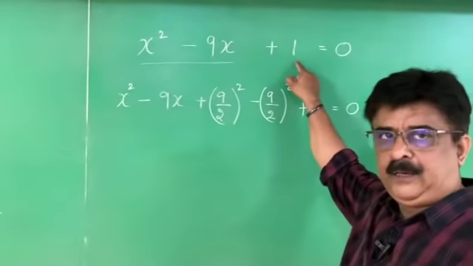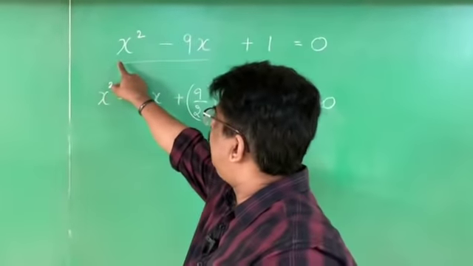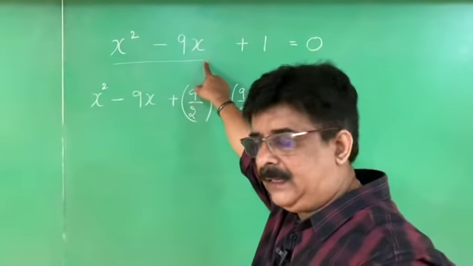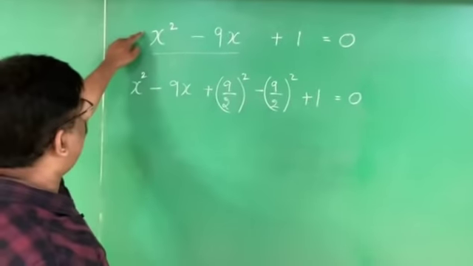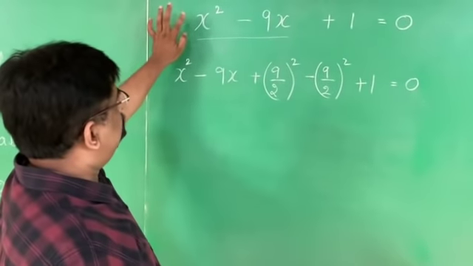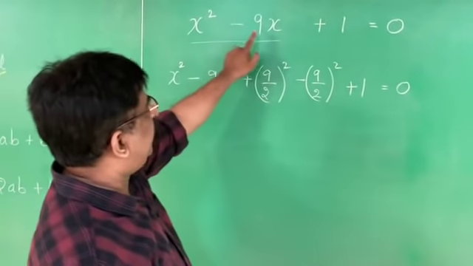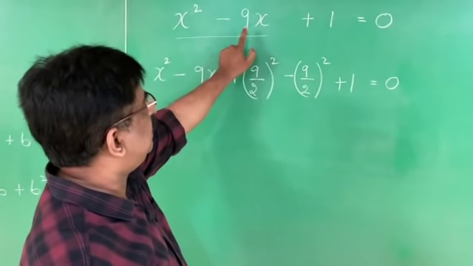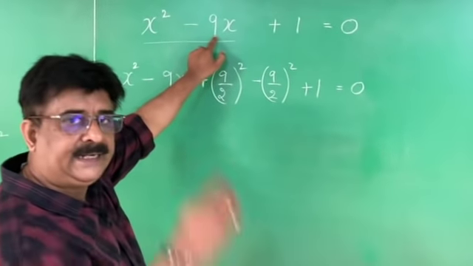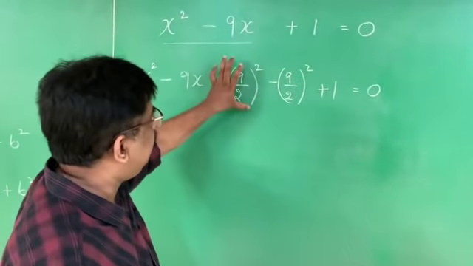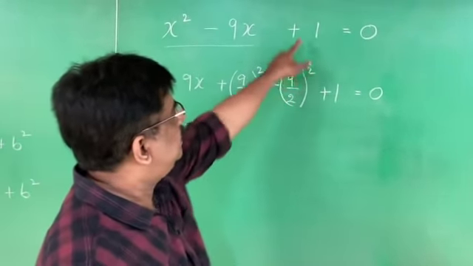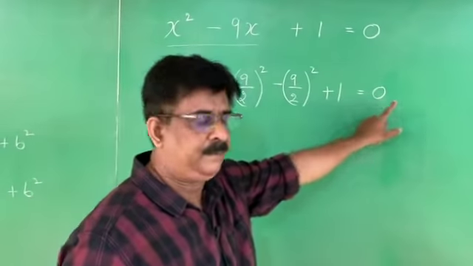Identify the quadratic equation. Consider the quadratic term and the linear term. See the number in front of the quadratic term, coefficient 1. If it is 1, then identify the coefficient of the linear term. What is that? 9. Take half of that number, square that number, once add, once subtract, then plus 1 equals 0.